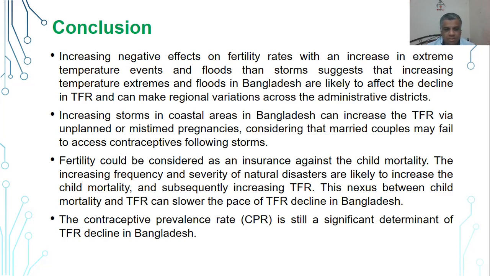So we can say that child mortality and total fertility rate are related, and child mortality can slow the declining TFR in Bangladesh. The contraceptive prevalence rate is statistically significant, and it is one of the significant determinants in declining fertility in Bangladesh.